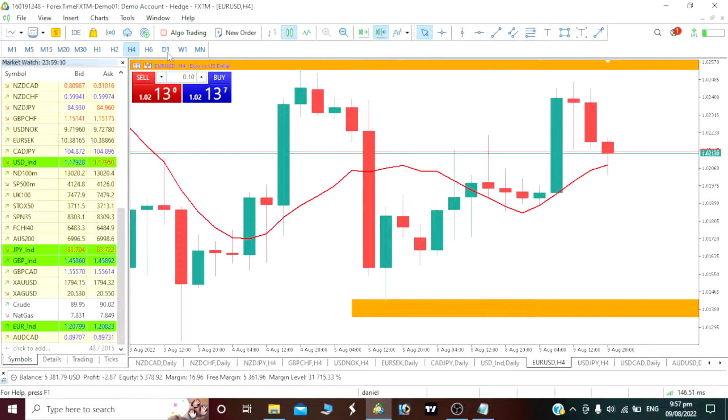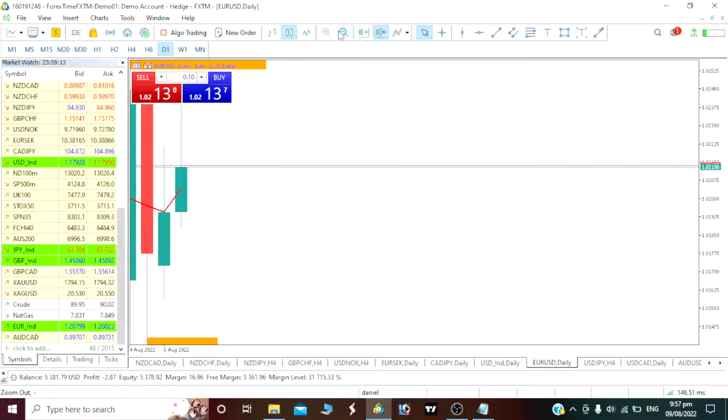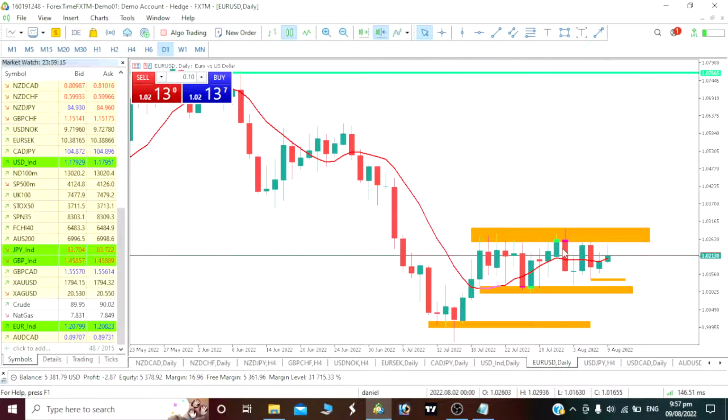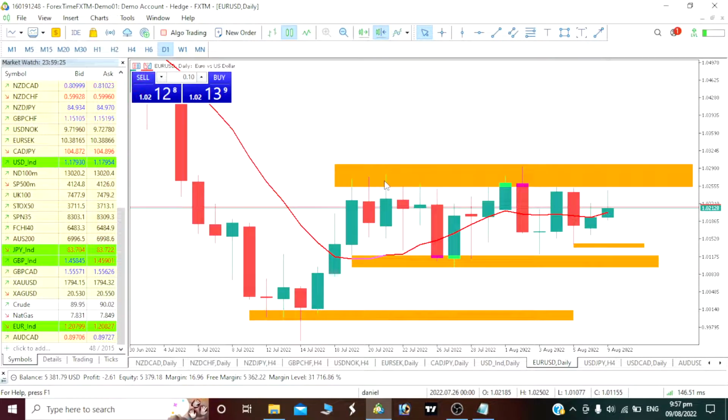Starting with our Euro USD. By the way, we can see that our Euro USD has actually been ranging within our resistance and our support here. Once our price hits our resistance, it drops to our support, and once it drops to our support, it pushes back to our resistance level.